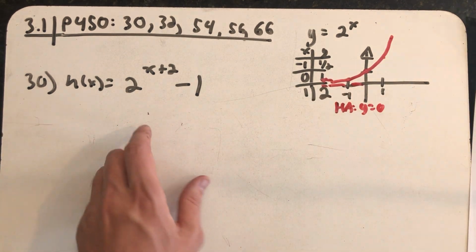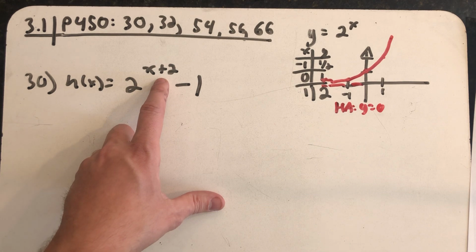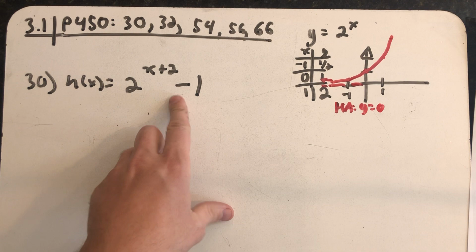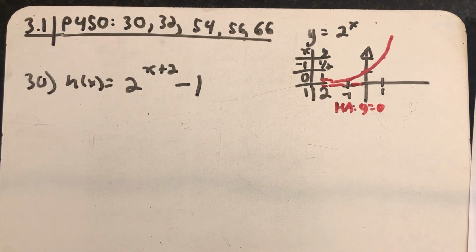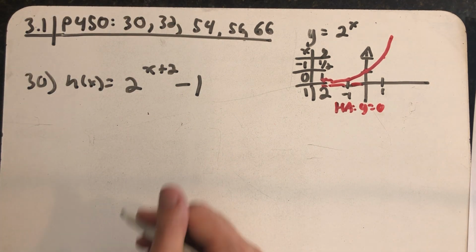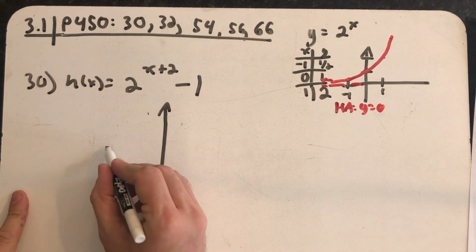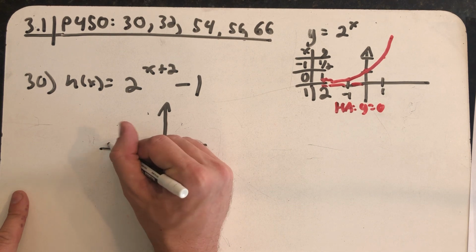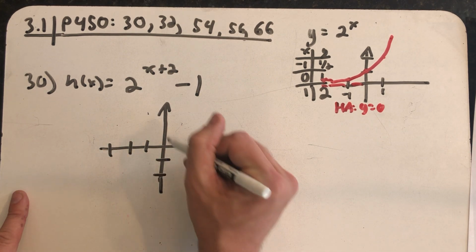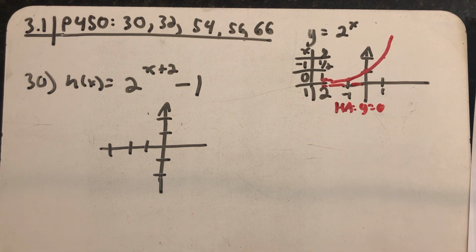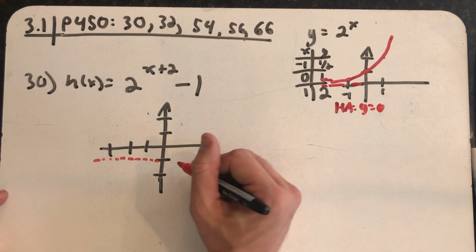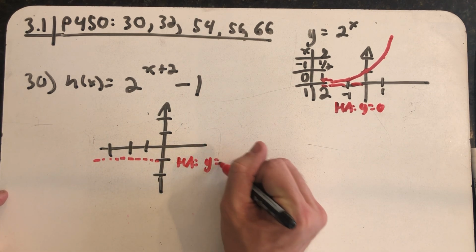Well, looking at what's going on here, x plus 2 in the exponent, right? I've replaced x with x plus 2. That's a shift to the left 2 units. Minus 1 on the outside, that's a shift down 1 unit. So let's just go on and process that shift down. That's going to move my horizontal asymptote, and it'll now be at y equals minus 1.